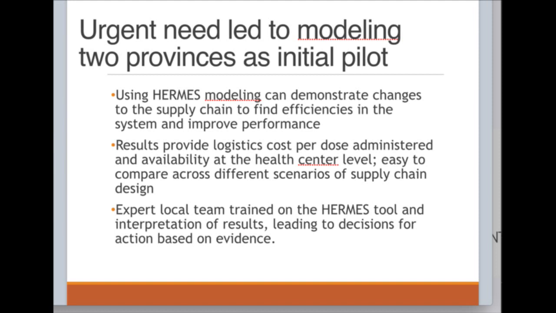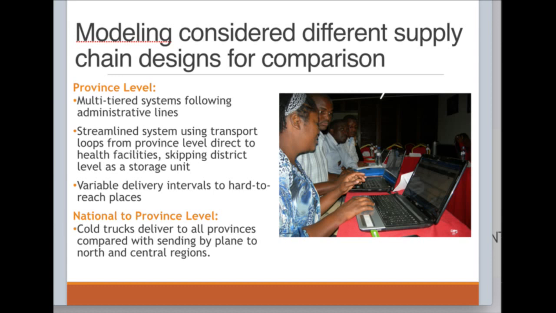The modeling considered different supply chains, and it was piloted in two provinces, because in the beginning, as I say, it was something that the country had never heard of and they didn't know what kind of results we were going to get. So there was reluctance in putting resources into that system and doing it countrywide before we knew what exactly this tool could help us with. And so the country decided to pilot in two provinces, one in the south of the country and one in the north.